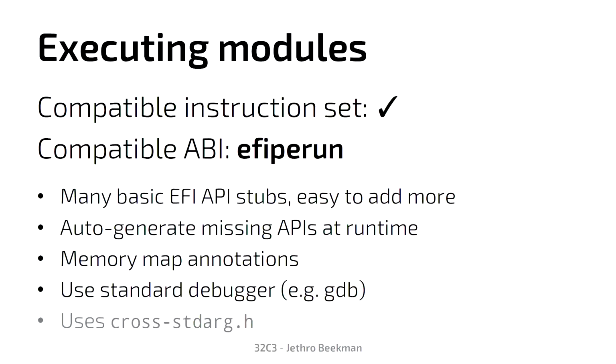So EFI PE run has a bunch of features. It includes many of the standard EFI APIs, and it's very easy to add implementations for missing APIs. Also, at runtime, missing APIs will be generated automatically with some stub functions. It supports memory map annotations so that you can see which parts of memory have been allocated by which module. And you can run this in your standard debugger environments like GDB. Also, as an interesting aside, I think this is the only project I could find online that uses the cross-standard arc header, which is used for calling variable argument functions across calling conventions.